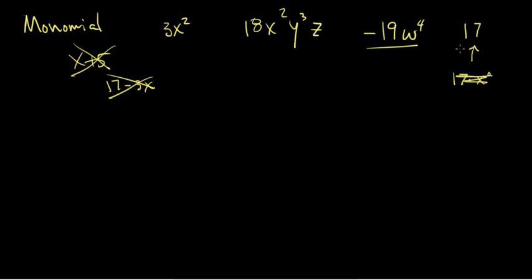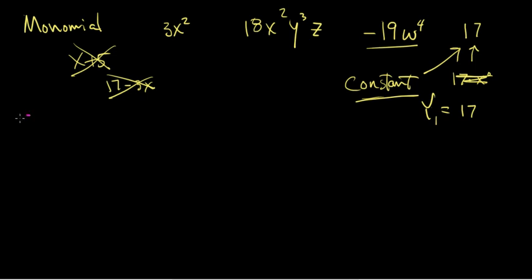I mean, actually, this is a special kind of monomial. It's called a constant. For example, you know, if we have y1 equals 17, well, what is that? That's a horizontal line at y equals 17. So it's a constant. A constant function is just a horizontal line. Okay, so what does all this mean? Well, what is a coefficient?